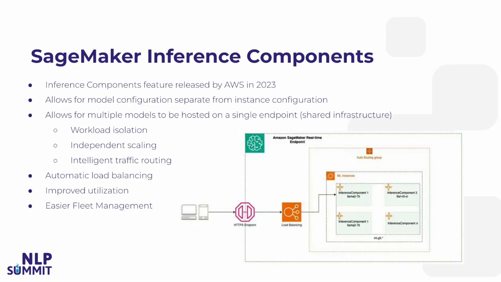Another solution to tackle deployment challenges is to use SageMaker inference components. Inference components are a recent addition to AWS SageMaker released in late 2023, which allows for model packing on a single instance or set of instances. This offers workload isolation, independent scaling, and intelligent traffic routing. By utilizing inference components, we can break away from the one-to-one mapping of model to endpoint and improve overall resource utilization, including cost. In addition, inference components also alleviate some operational burden, as we can manage fleets of instances rather than disparate models.